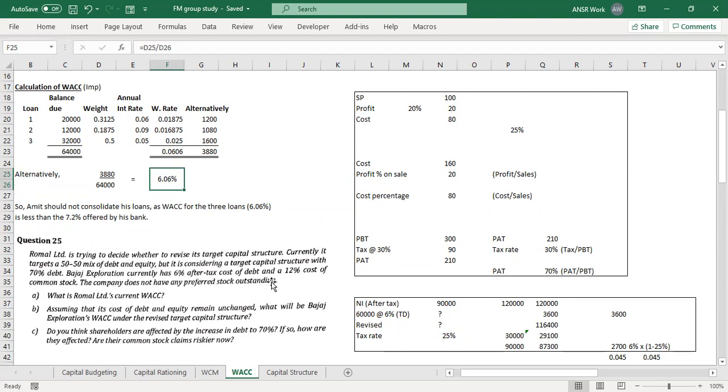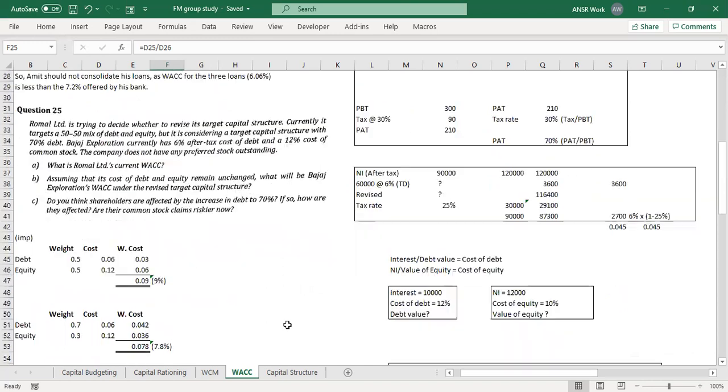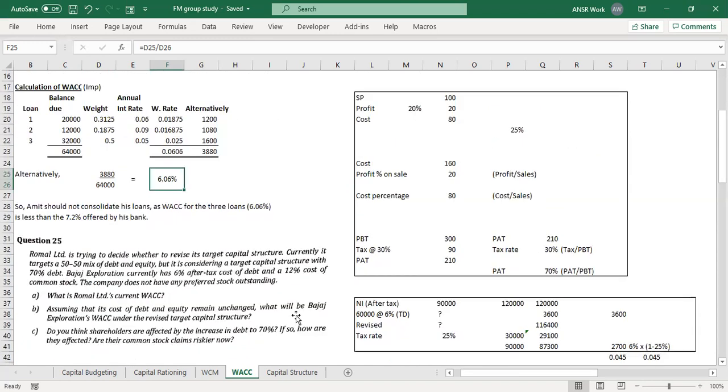What is the cost of debt? 6%. Is it 9, Dheeraj? 9 is exactly correct. We go for the second one. If it is changed, then what? If you have already got it.